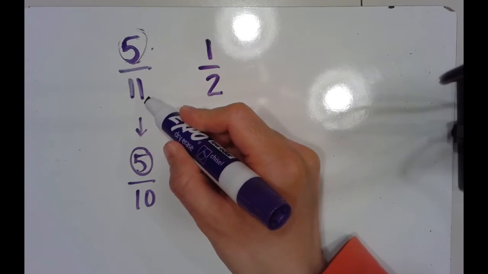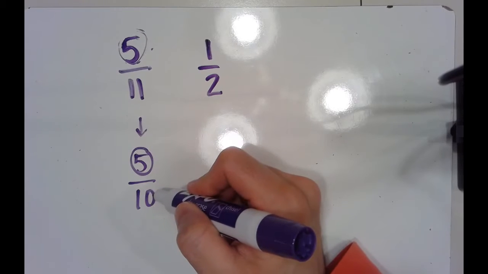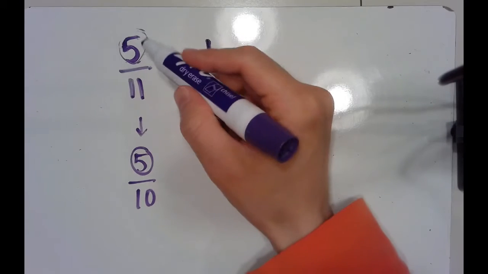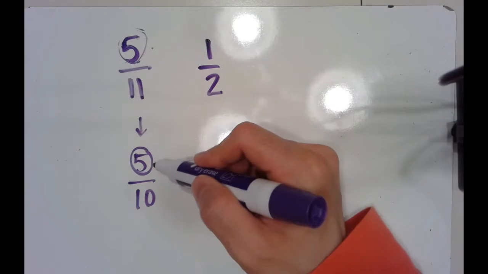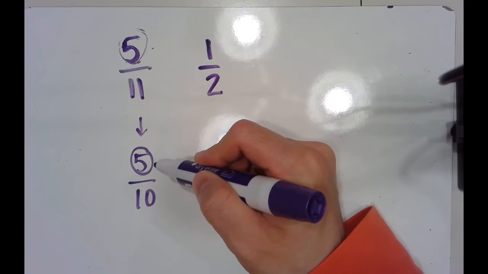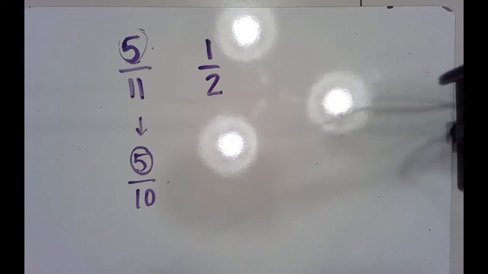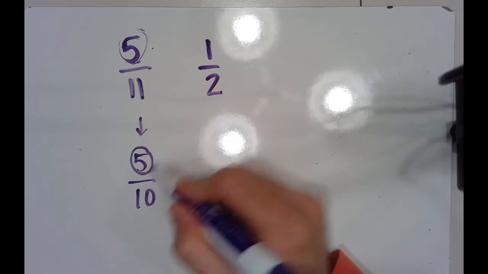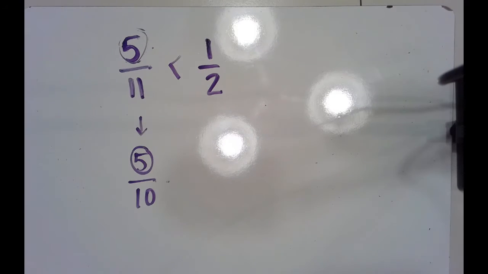In the case of 5/11, the pieces are each smaller than in 5/10. And so those 5 pieces in 5/11 are going to be smaller than the 5 pieces in 5/10. So that tells me that 5/11 is less than 5/10. And since 5/10 is equivalent to 1/2, 5/11 has to be less than 1/2.